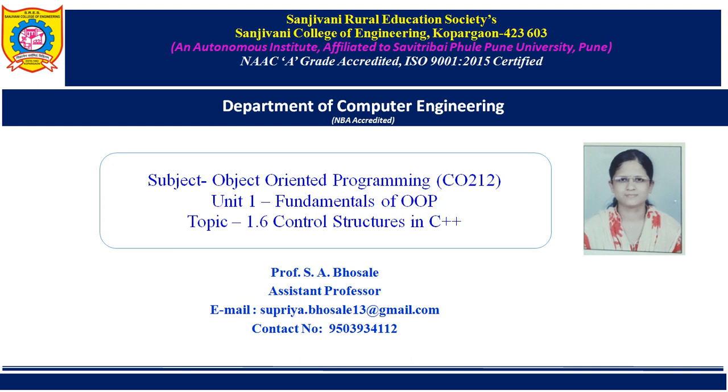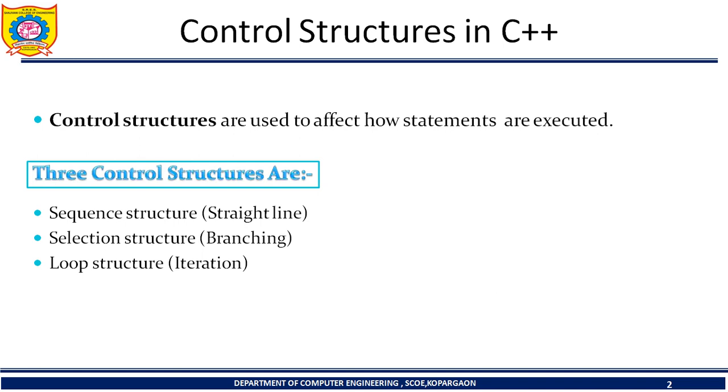Hello everyone, in this lecture we will see the next concept, that is control structures in C++. Control structures are used to affect how statements are executed. That means the flow of control in a program is decided with the help of control structures. Basically, three control structures are there. The first one is the sequence structure, the second one is the selection structure, and the third one is the loop structure.